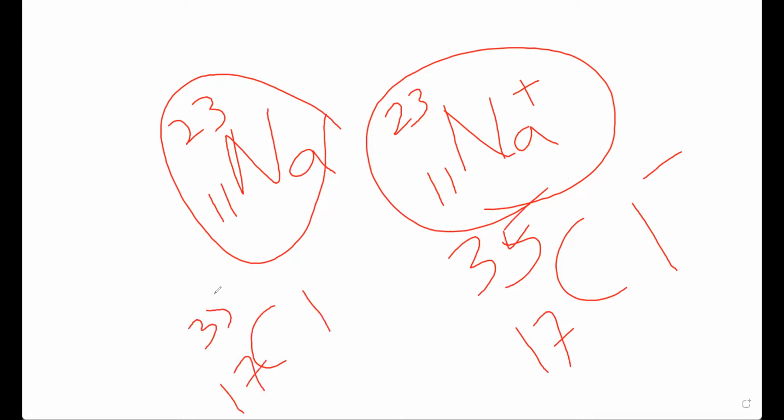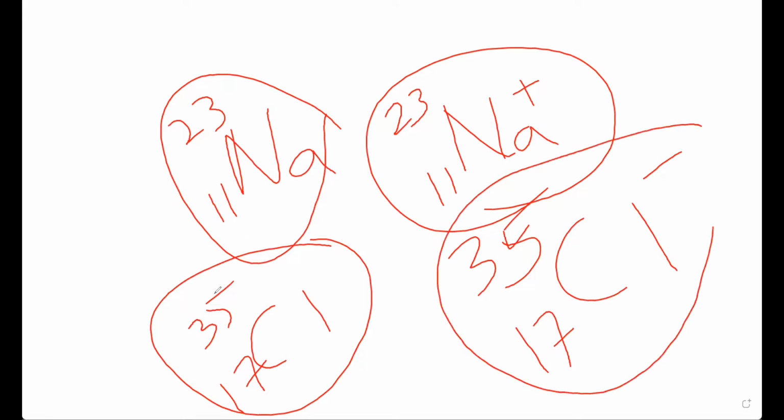Yeah, this one is chlorine 17, 35. This one is, tell me, neutral or charged? Neutral. Okay. Cl 17, 35 minus. This one is a charged ion. Okay, this one is charged ion.